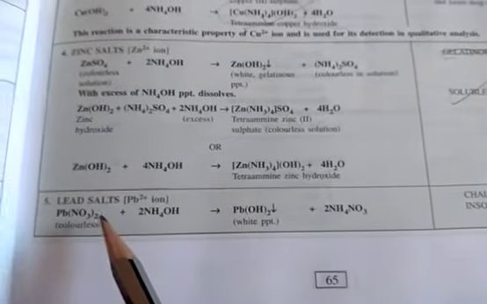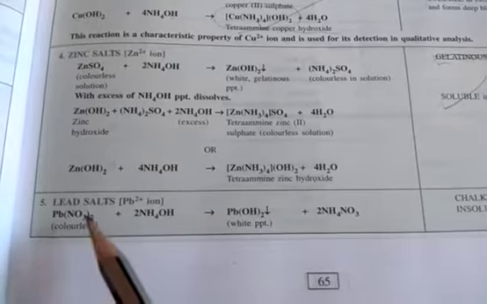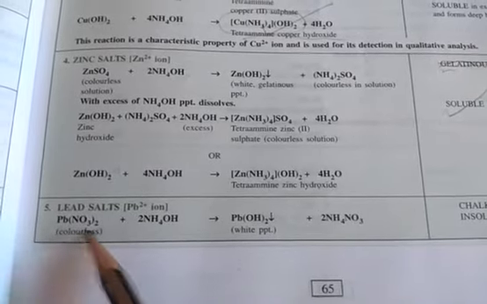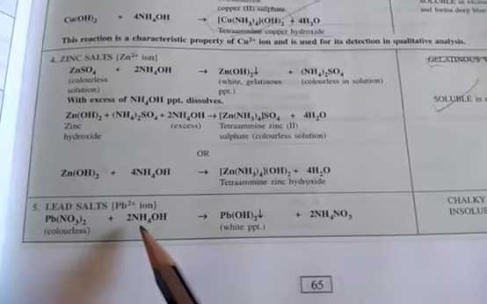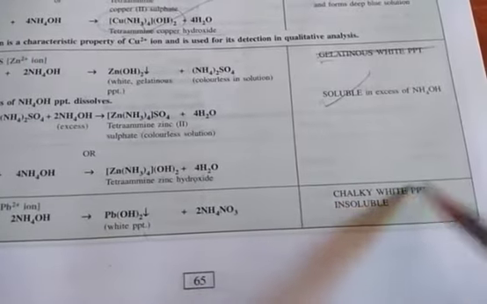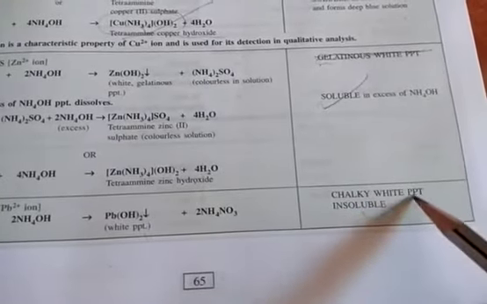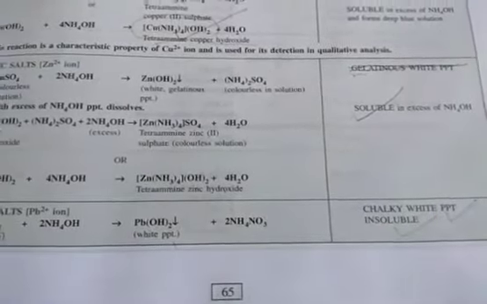Then we have lead salts. How to identify the lead salts? With the help of NH4OH. One example they have taken is lead nitrate. When added with NH4OH, a white PPT will be formed. And if you add excess of NH4OH, a chalky white PPT, insoluble, means the PPT will remain there. It will not get dissolved.